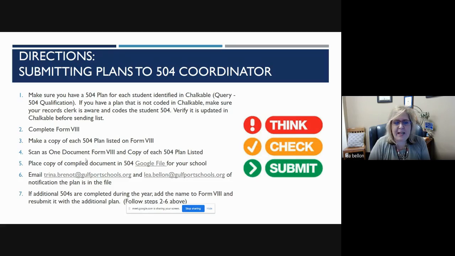Scan those in, and then put your scanned documents in the Google file. And right here on number 5, where Google file is highlighted and underlined, that is a link of where you can put yours in. So like I said, I will send this to you, and when you pull it up, you should only see your school, but you will put your school's information in that folder for me, and then I'll print all of that and keep that on file here.